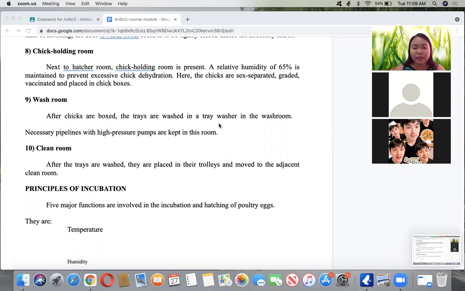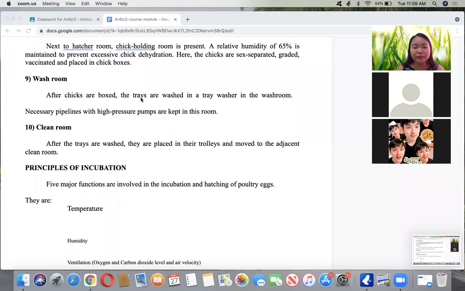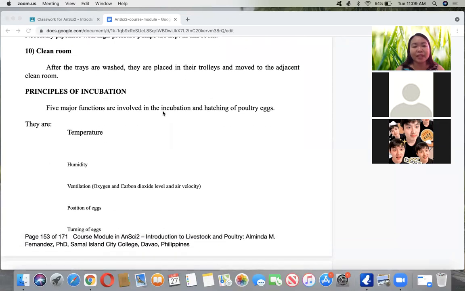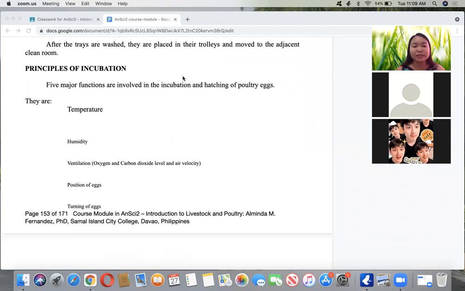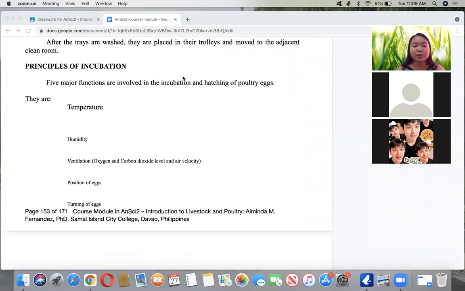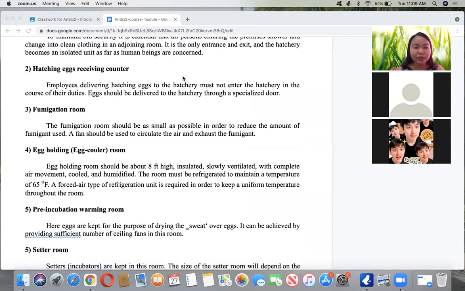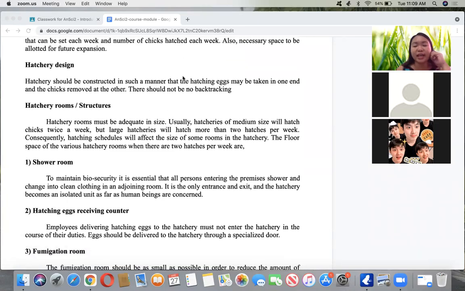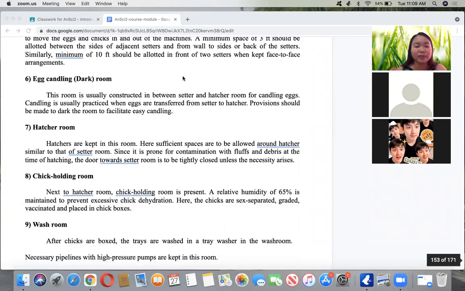Okay, so in the washroom, after chicks are boxed, the trays are washed in a tray washer, and the necessary pipelines with high pressure pumps are kept in this room. So makikita nyo mamaya. And the clean room na, when the trays are washed, they are placed in their trolleys and moved to the adjacent clean room. Those are the different hatchery designs that I will also show you in the real video.